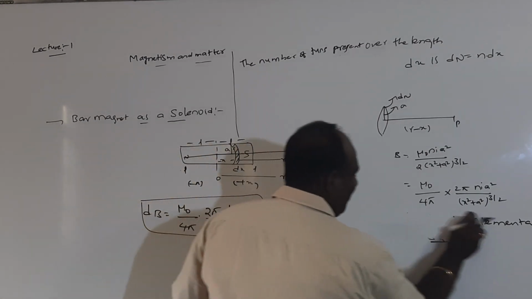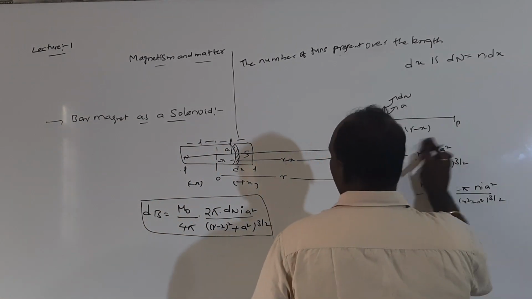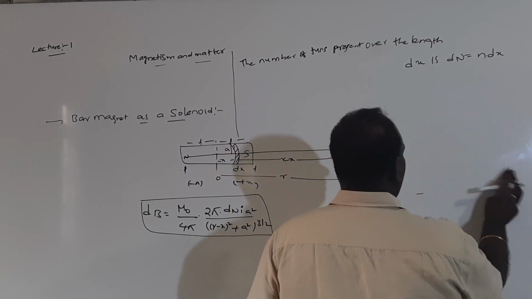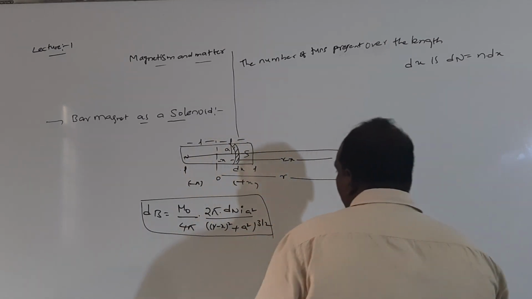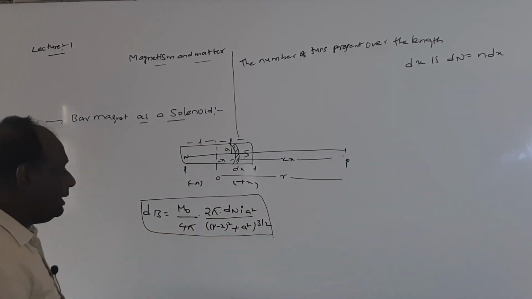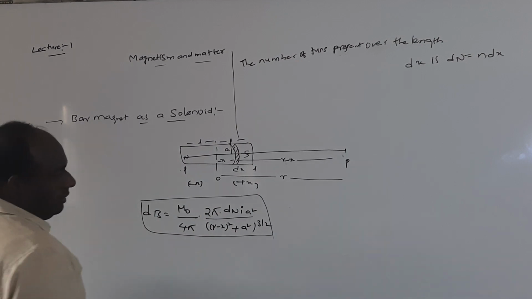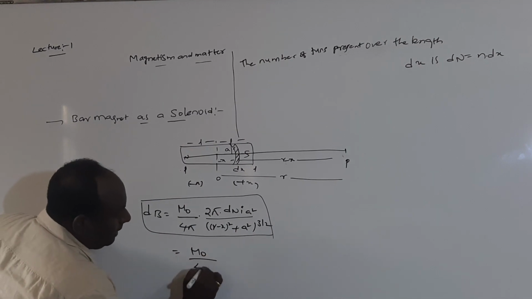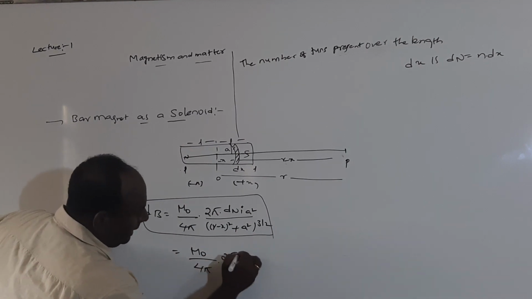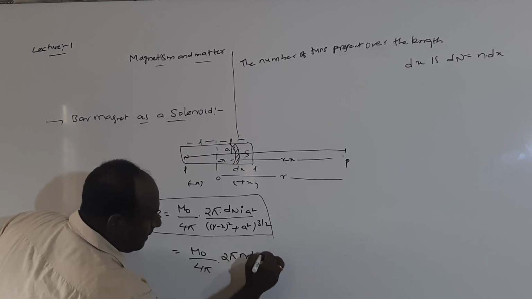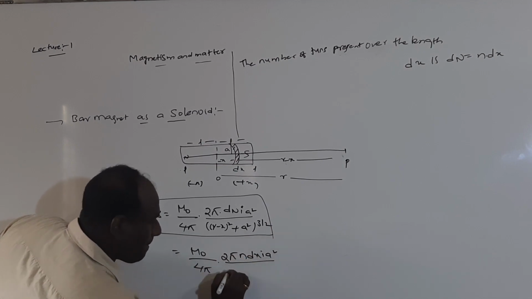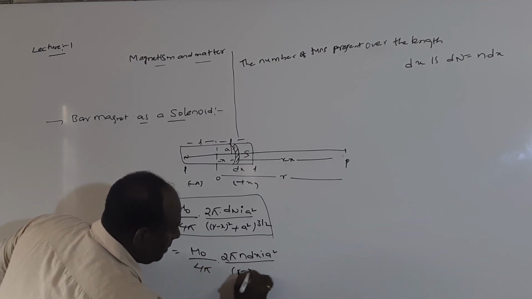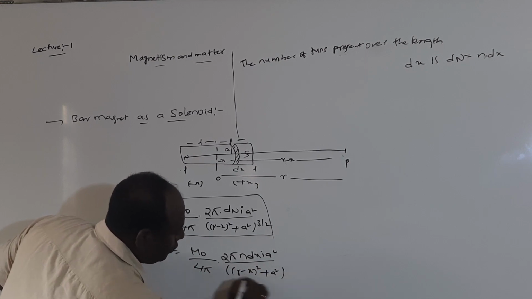Now, what am I going to do? Sir, after finding this elemental portion, I want to find what dN is. We already derived that dN is equal to n into dx. So I will substitute that also: mu naught by 4 pi into 2 pi n dx I A square by R minus x whole square plus A square, whole power 3 by 2.